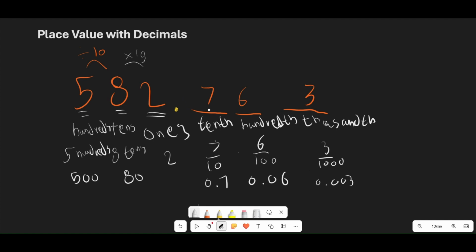We can keep going to the right of the decimal, which makes our number more precise or more accurate.